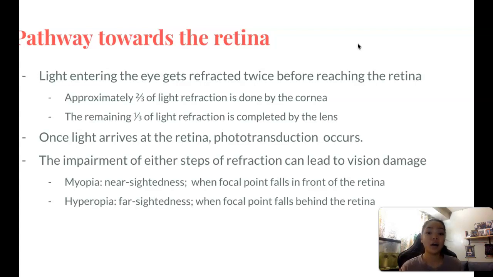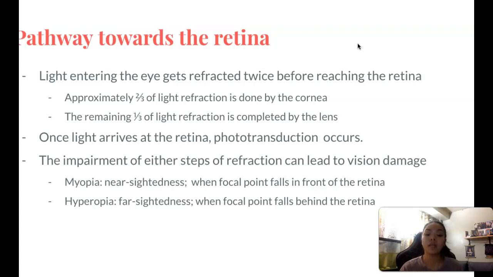The most common types of vision damage we see through impairment of either of these steps are myopia and hyperopia. Myopia is nearsightedness, and this is when the focal point falls in front of the retina. This typically happens when the cornea is too rounded or is protruding too much off of the eyeball. People with myopia typically get treated with corrective glasses, and the lenses on these glasses are typically indented or concaved to compensate for the rounded cornea.